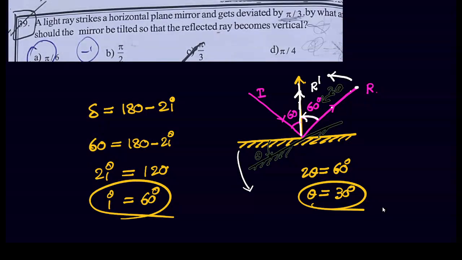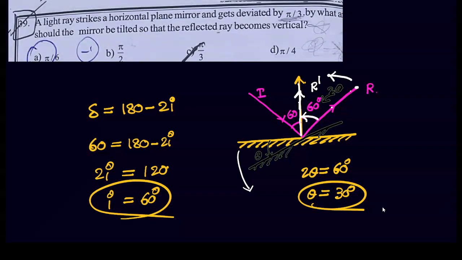Yes, sir. 30 degrees. Understood? The mirror rotates by 30 degrees and the reflected ray rotates by 60 degrees. Then it will become vertical.